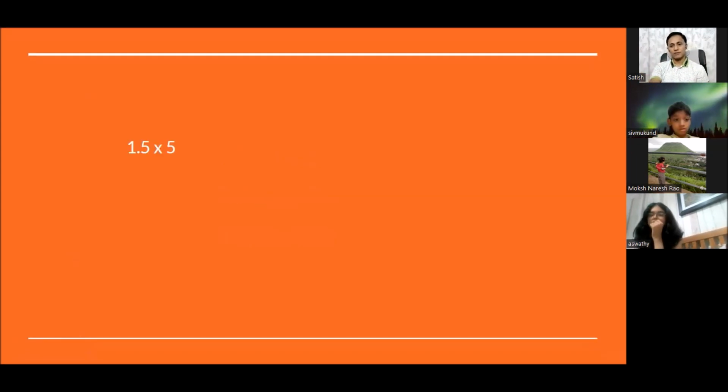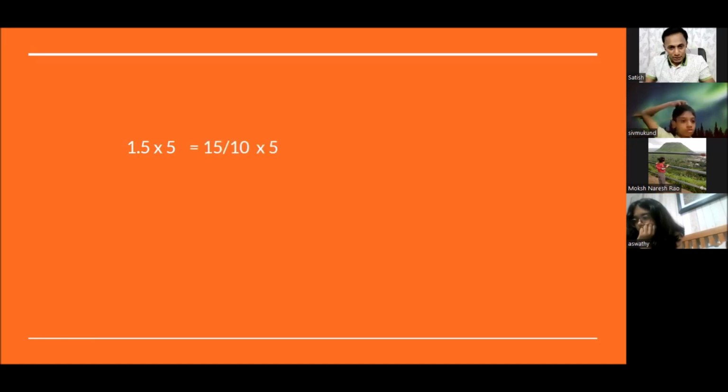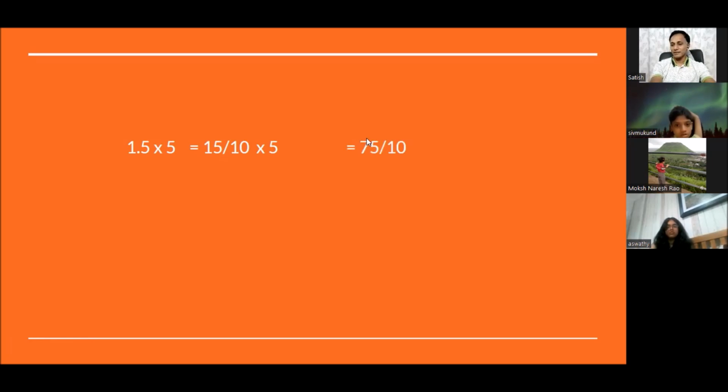Now a very simple problem. 1.5 into 5. How to do? Multiplication, right? So the simple method is you write 1.5 as a fraction. Instead of doing it as a decimal, convert it into a fraction. When you write it as a fraction, 15 by 10 it becomes. So 15 by 10 into 5. Fraction multiplication, we have learned. You multiply 5 with the numerator 15. So this becomes 75 by 10. 75 by 10 is 7.5.